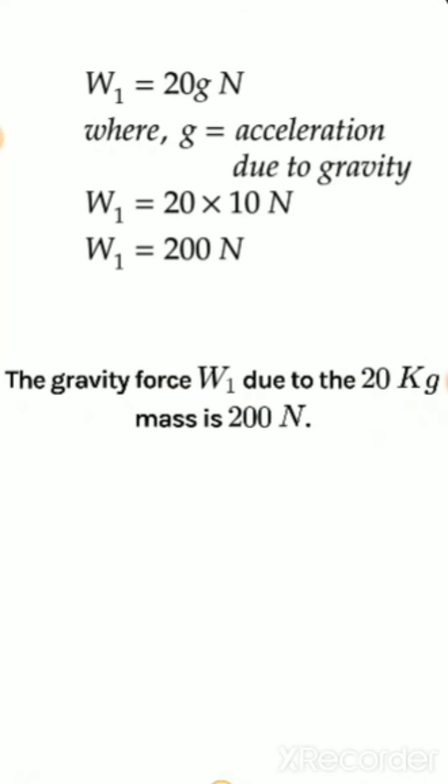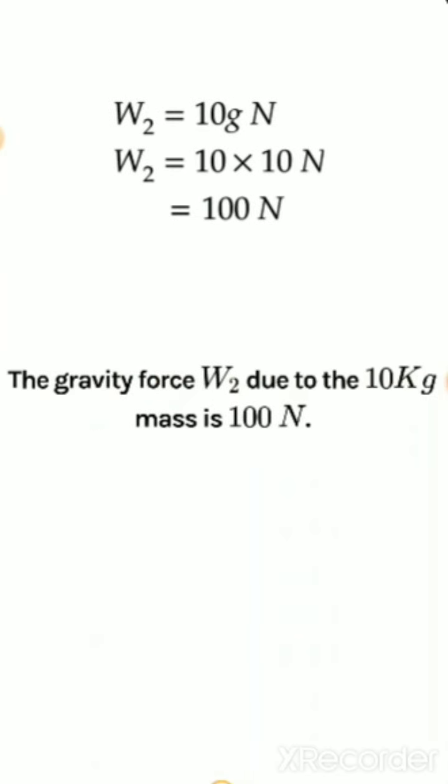W1 is 20 into g Newton, where g stands for acceleration due to gravity, and we are taking acceleration due to gravity as 10. So W1 is equal to 20 into 10, which is 200 Newton. The gravity force W1 due to the 20 kg mass is 200 Newton. The gravity force W2 due to the 10 kg mass is 100 Newton.